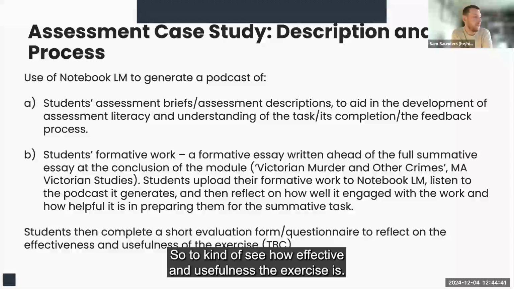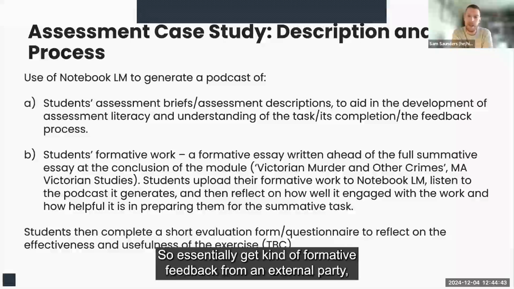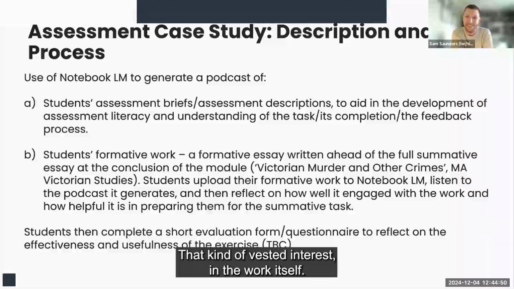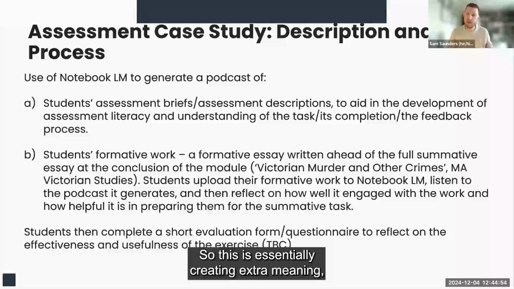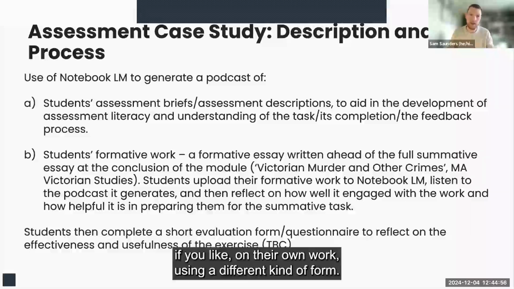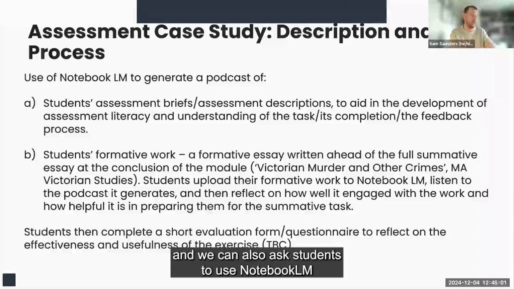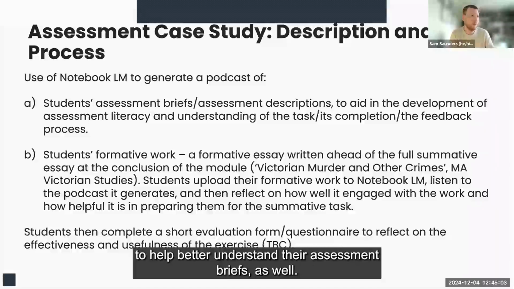To see how effective and useful the exercise is, to essentially get formative feedback from an external party that doesn't really exist and doesn't have a vested interest in the work itself. So this is essentially creating extra meaning, if you like, on their own work using a different form. And we can also ask students to use Notebook LM to help better understand their assessment briefs as well.